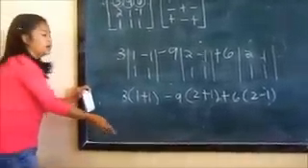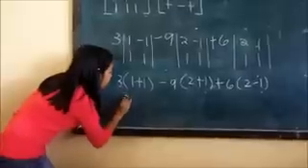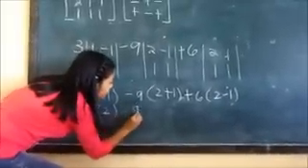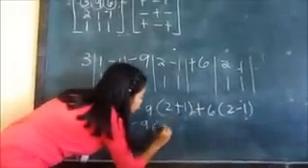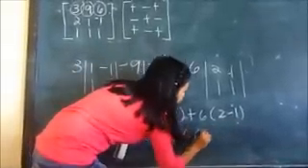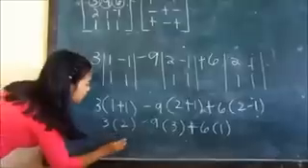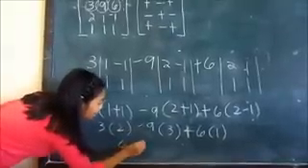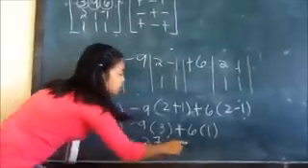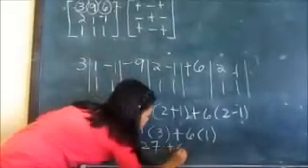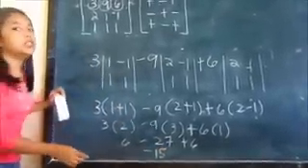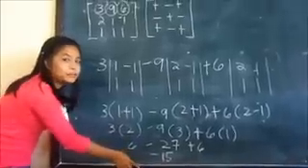We now simplify it. 3 times 1 plus 1 equals 2, minus 9 times 2 plus 1 equals 3, plus 6 times 2 minus 1 equals 1. 3 times 2 equals 6, minus 9 times 3 equals 27, and 6 times 1 equals 6. Giving us the determinant of negative 15.